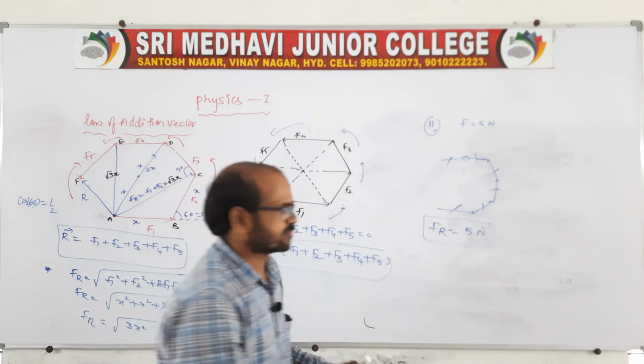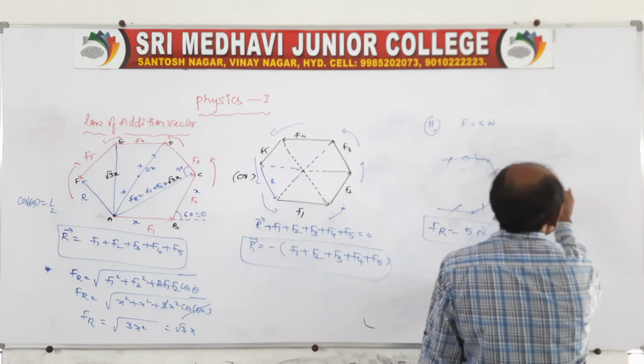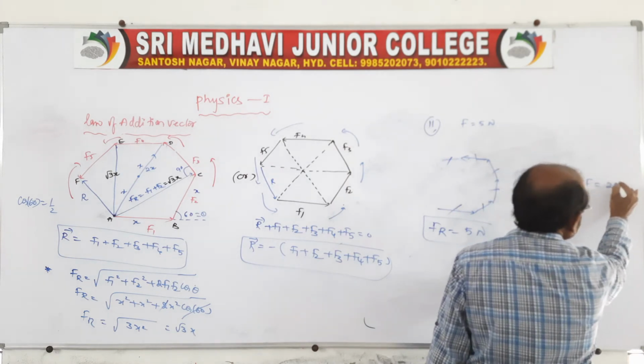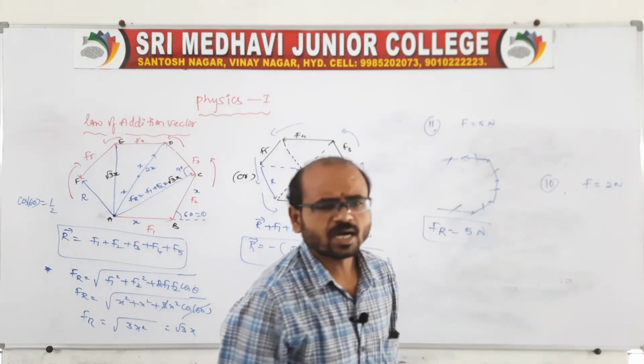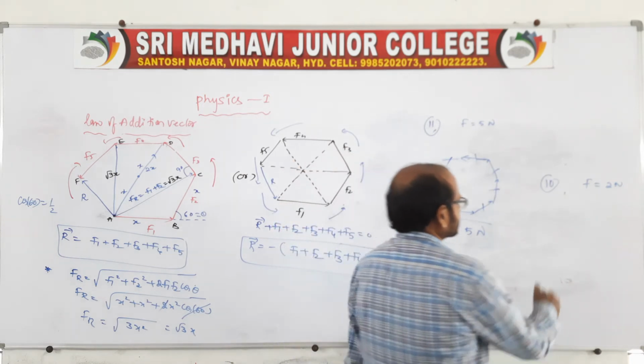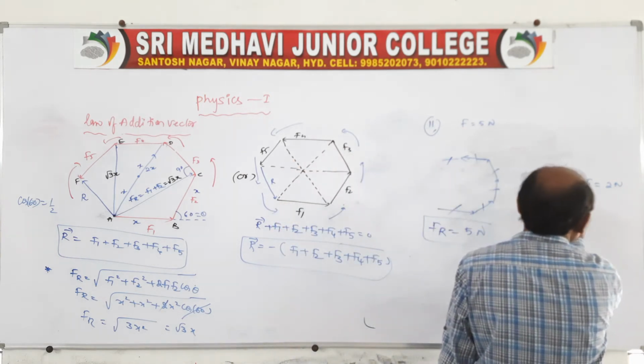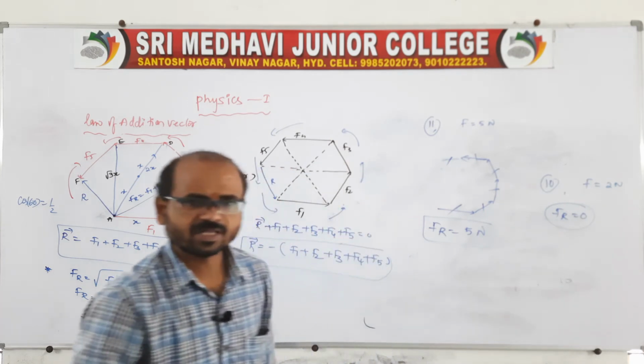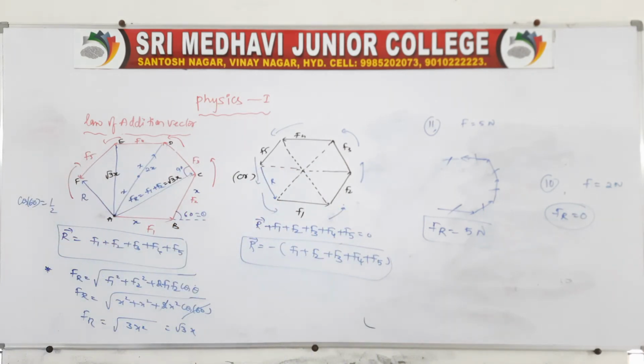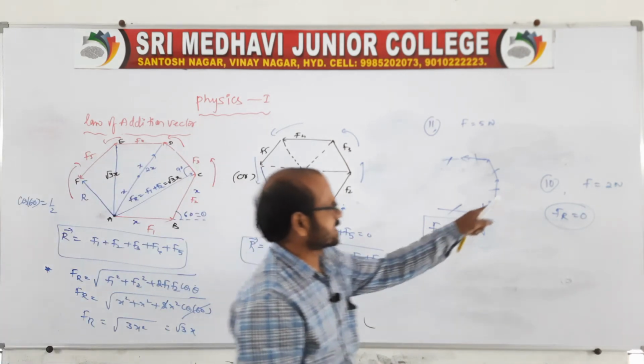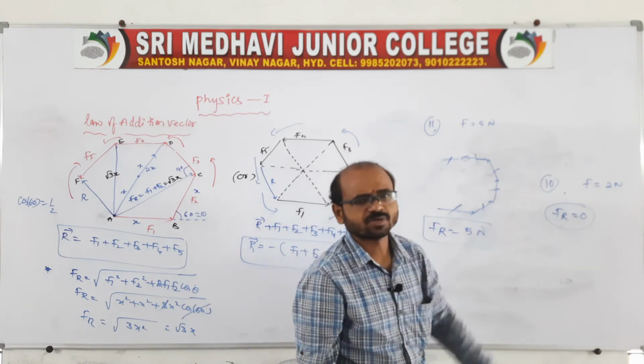Suppose 10 forces are given, each force is 2 Newton. With 10 forces, the opposites are cancelled, so the resultant will be 0. If 10 forces are given in the closed polygon, the opposites are cancelled, and when opposites are cancelled, the resultant is equal to 0.